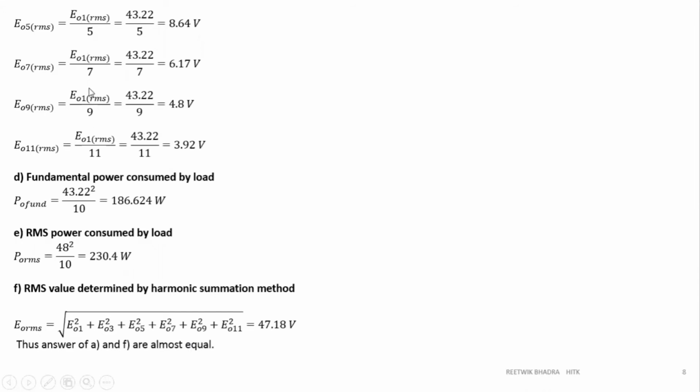E naught 1 divided by 5, E naught 1 divided by 7, divided by 9, divided by 11, and you will calculate the values. As you go on increasing the harmonics, you can see that as the order of the harmonics increases, its effect on the output voltage also decreases, because its magnitude goes on decreasing.